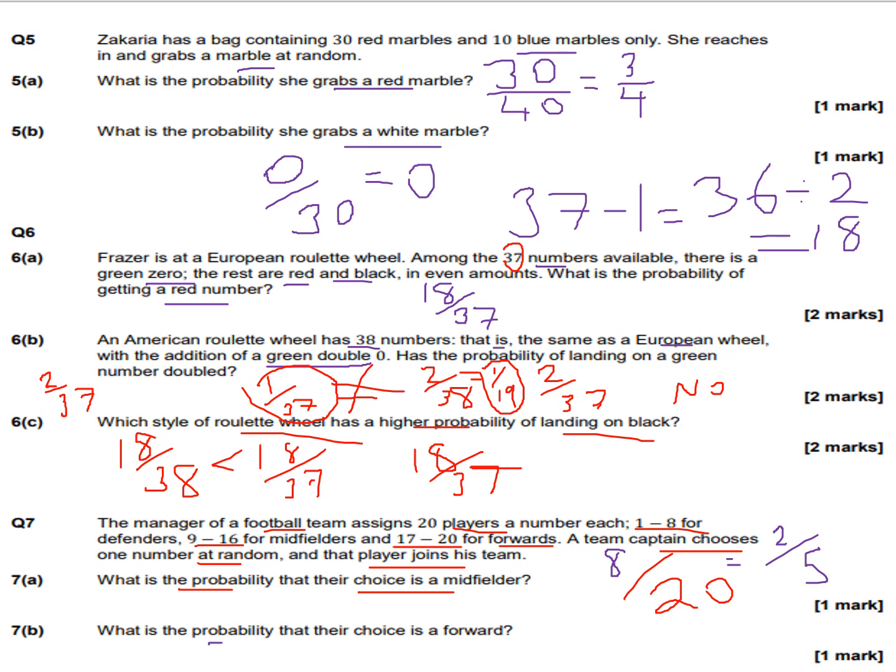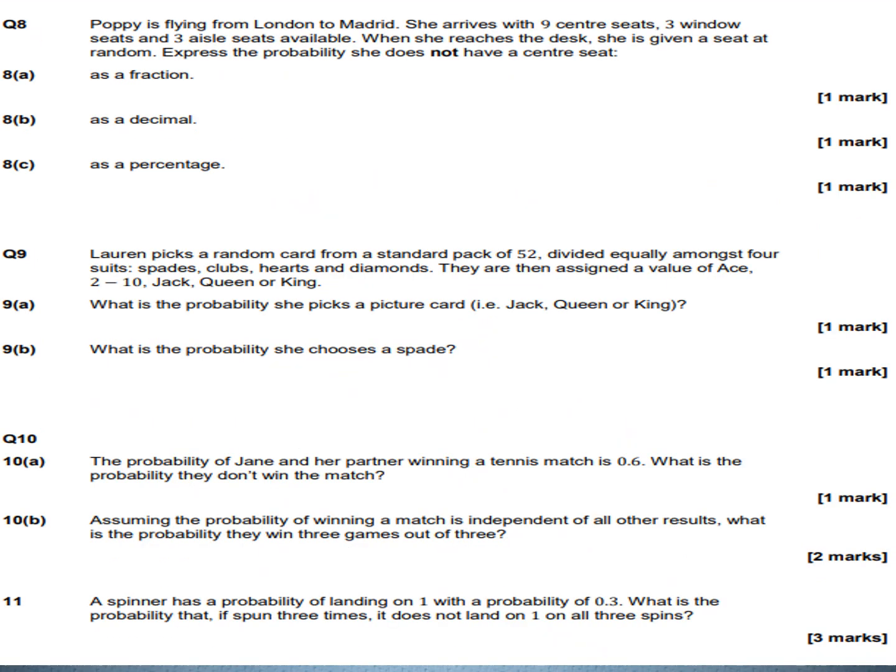For part B, what's the probability that their choice is a forward? So you've got 17, 18, 19, 20. So you've got 4/20th, because you've got player 17, player 18, player 19, player 20. So that equals 1/5. So be very careful, guys, here with those questions. Okay, so last set of questions today, and then that will be the end of today's lesson.